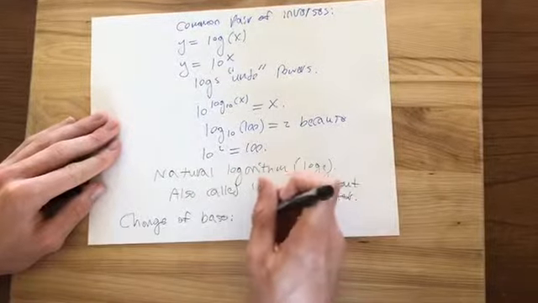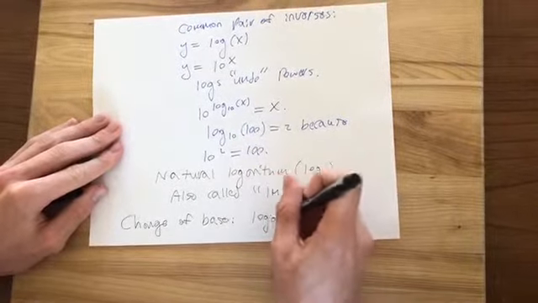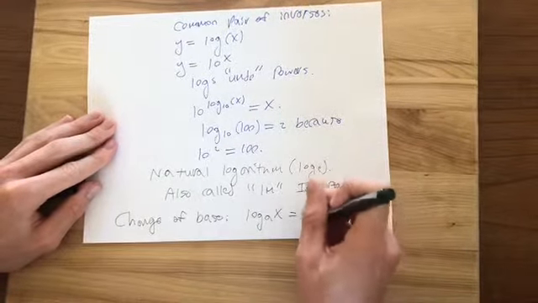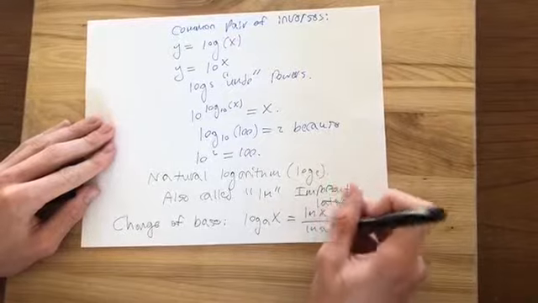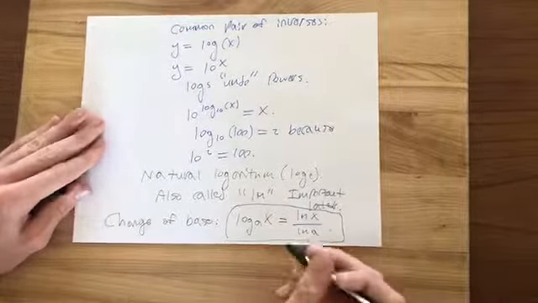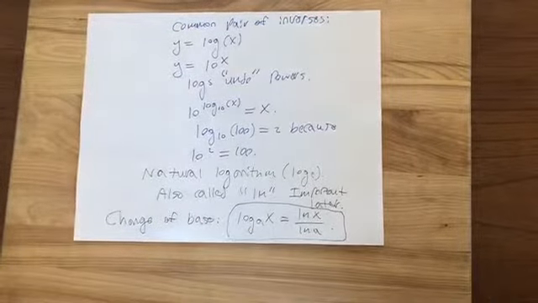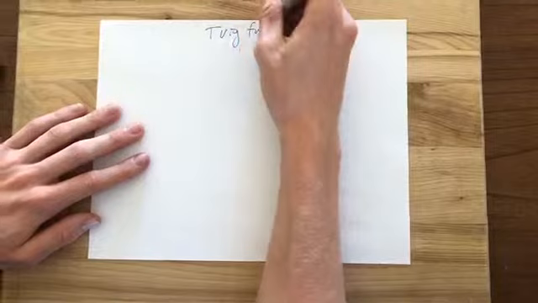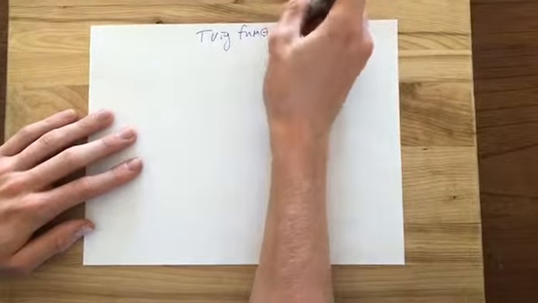But this is also important for the change of base formula, because you have log base a of x equals the natural log of x over the natural log of a. That's a good formula to remember because we deal a lot with that in log rules and conversions and such. All right, so finally we're going to talk about trig functions.